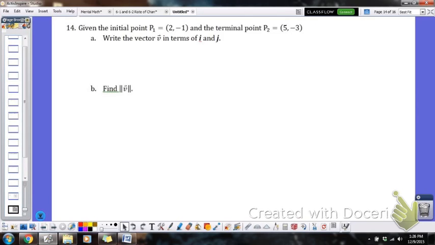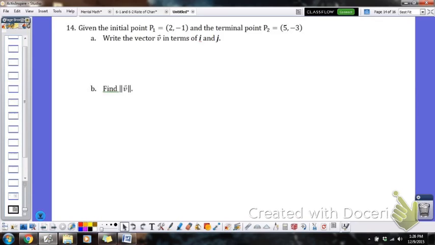Number 14 says, given the initial point P1 equal to (2, -1) and the terminal point P2 equal to (5, -3), write the vector v in terms of i and j. So this is an ij vector that does not have an initial point at (0, 0). I need to find the distance for my x values for my i coefficient and the distance for my y values to find my j coefficient.